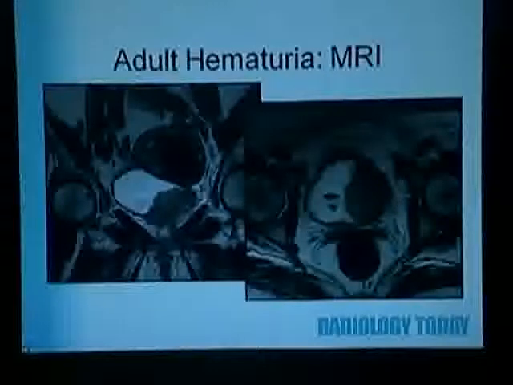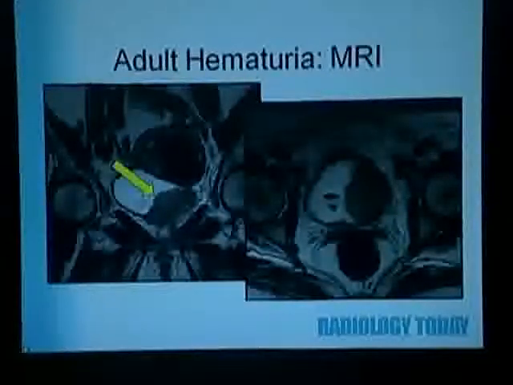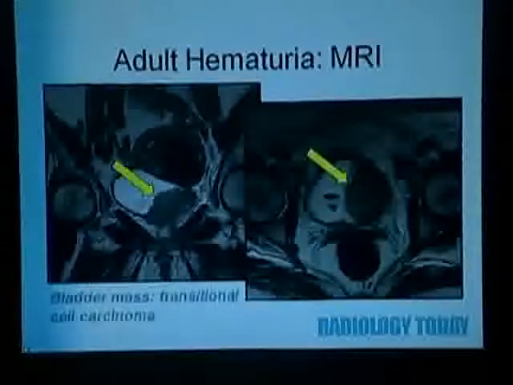Here's MRI of the bladder. I think this is quite obvious, a big lobulated mass within the bladder, delineated against a very high signal urine, as well as a Foley catheter in the bladder. And this, again, was a transitional cell carcinoma.